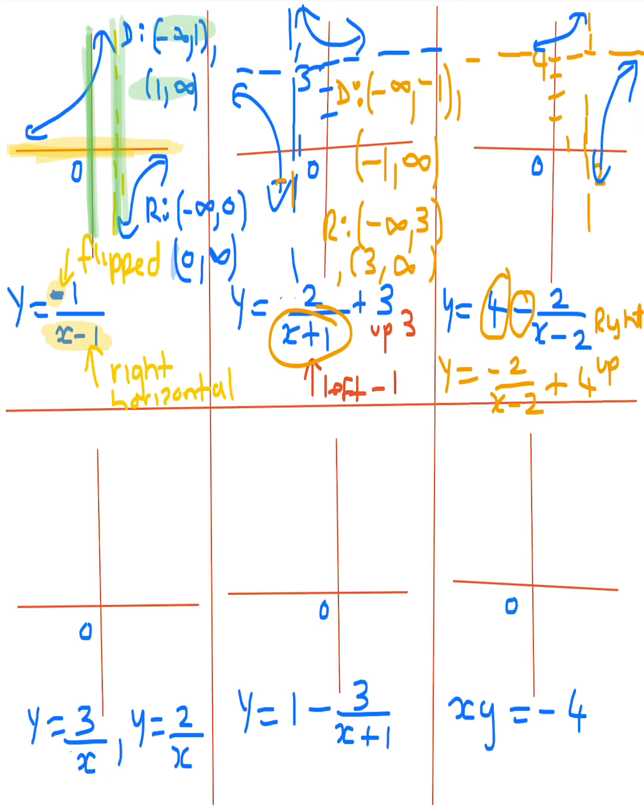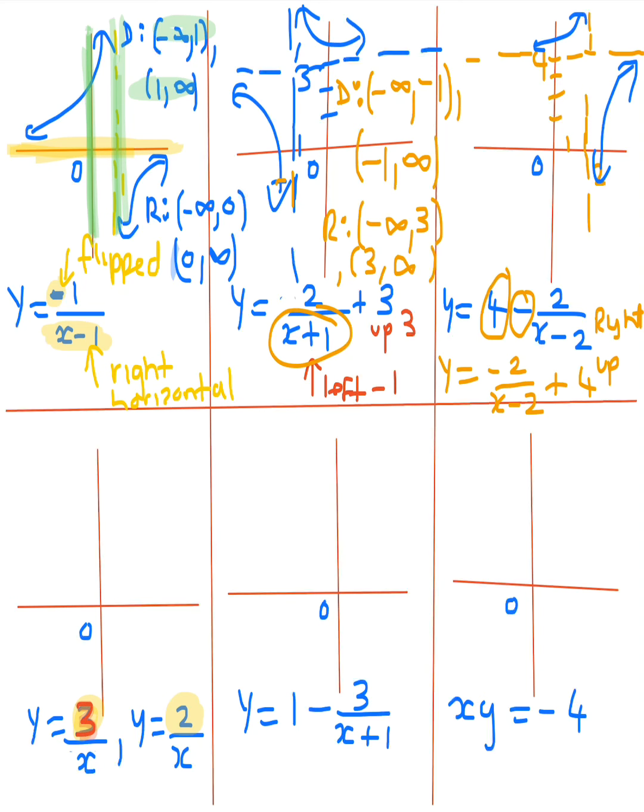Okay, now looking at the next one, I just want to talk about these numbers on top. The numbers on top affect what you call the dilation. The dilation is whether it's pushed in or pushed out. Now, if you look at this here, when you've got 3 over x, just got to change that.